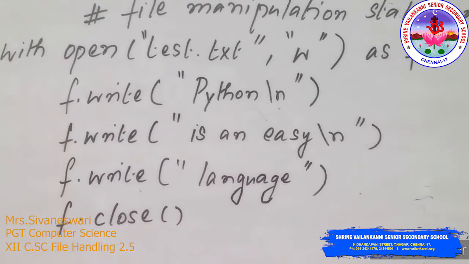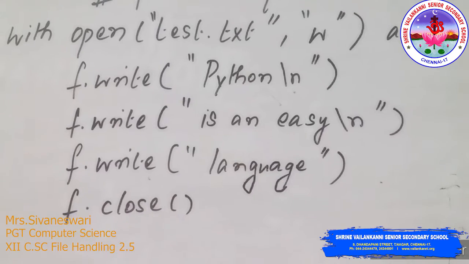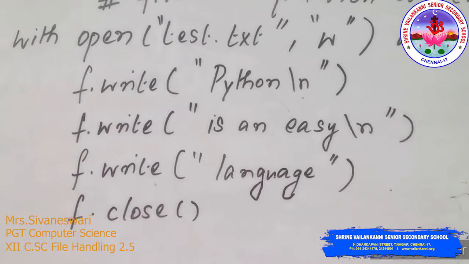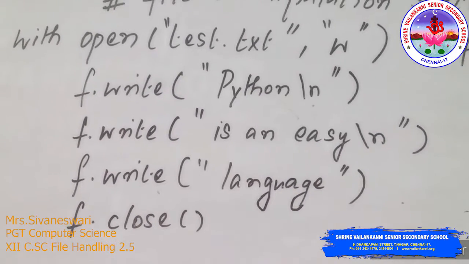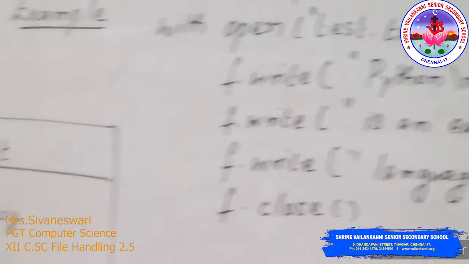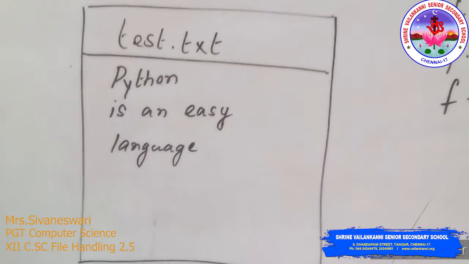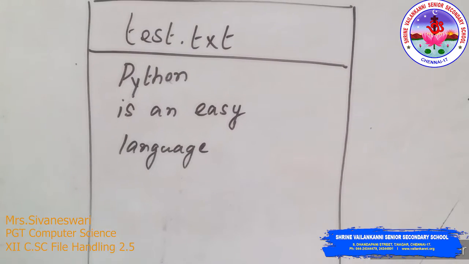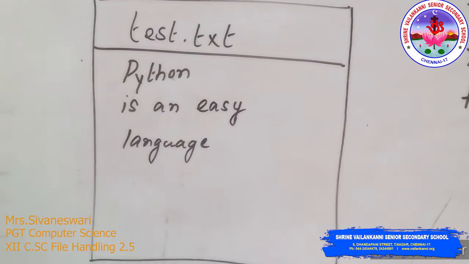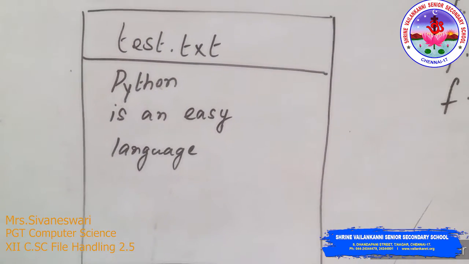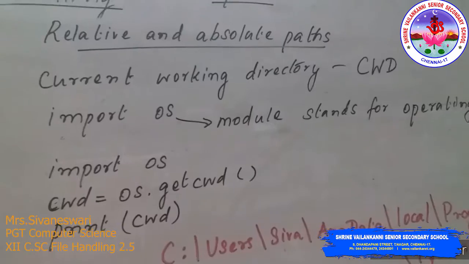When we execute this script, a file test.txt is created, and "Python is an easy language" is what is written inside the file.